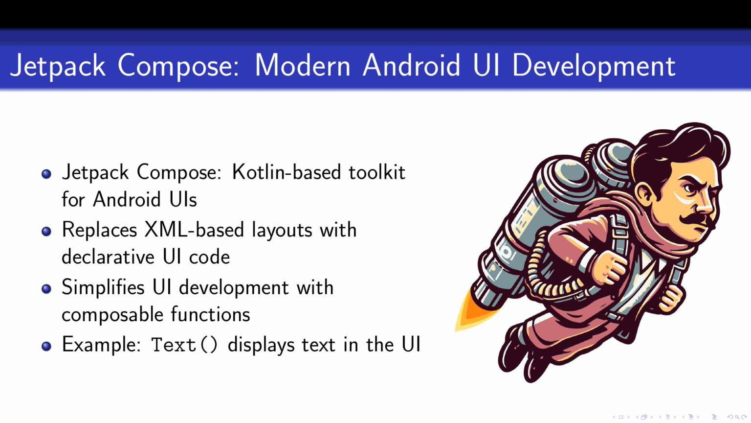This means we describe what our UI should look like, rather than imperatively telling the system how to build it step by step. The magic happens through composable functions. These are special functions that define pieces of our user interface. For example, if you want to display text in your app, you simply use the Text composable function.